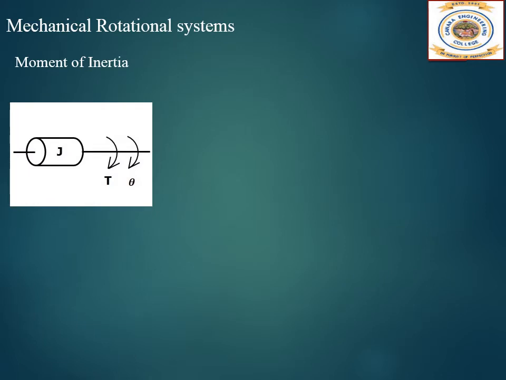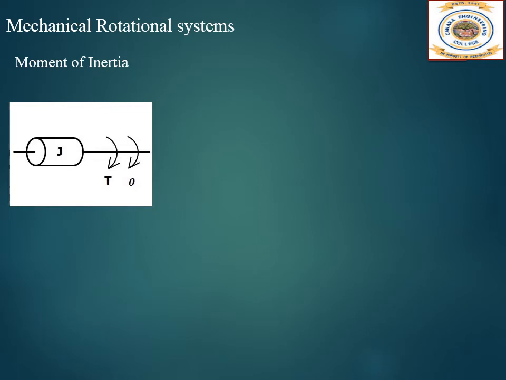So we have learnt about the translational system. Now let us see what the elements are in the mechanical rotational system. Here in the mechanical rotational system, we have moment of inertia instead of mass, the dashpot is the same, and we have a torsion spring. First we will see moment of inertia.